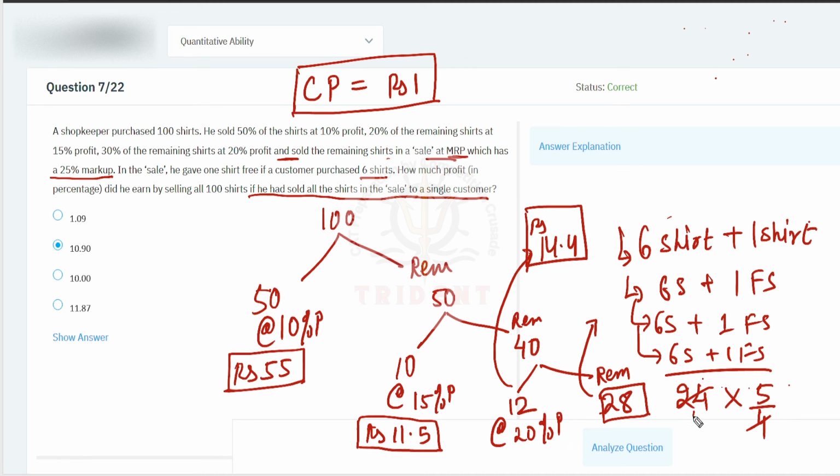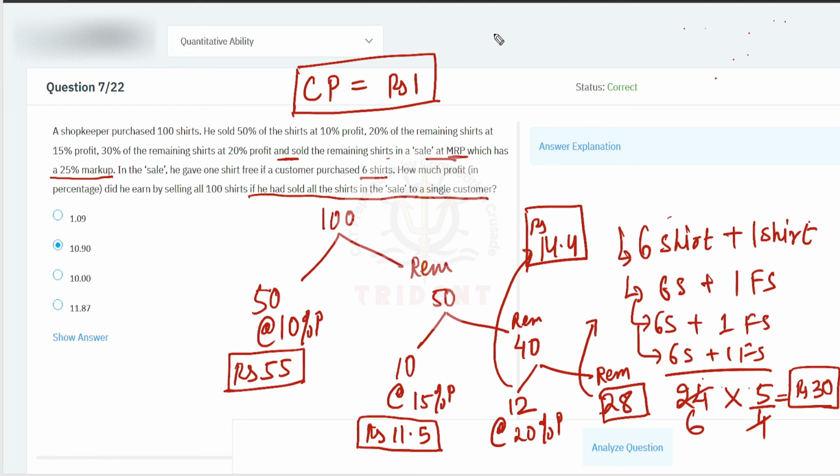So this 6 4s are 24 and 5s are 30. That basically gives me the total revenue generated from the remaining shirts which were sold at the MRP to the single customer, which is rupees 30. Now all you need to do is just add all the revenue.